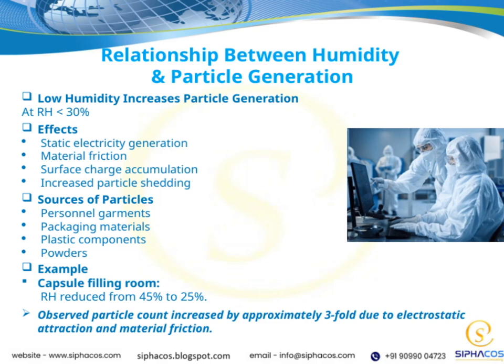When relative humidity drops below 30%, particle generation ramps up significantly. Why? Because low humidity boosts static electricity, increases friction between materials, and causes surface charges to build up. This all leads to more particles shedding from common sources like personnel garments, packaging, plastics, and powders. For example, in a capsule filling room, when humidity was lowered from 45 to 25%, the particle count shot up about 3 times, all driven by electrostatic attraction and friction.